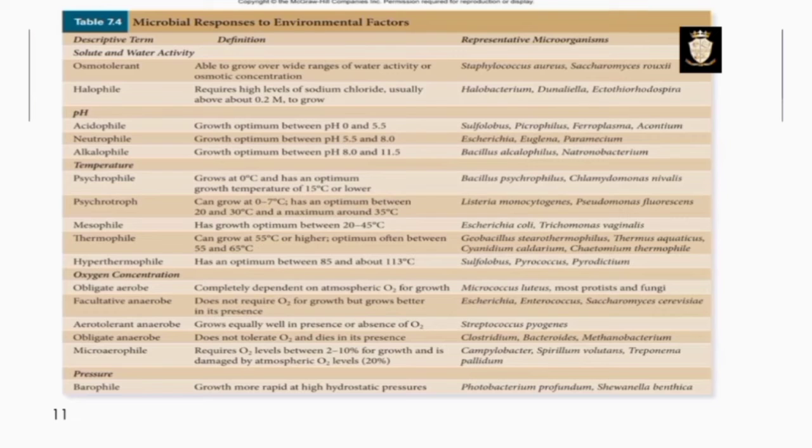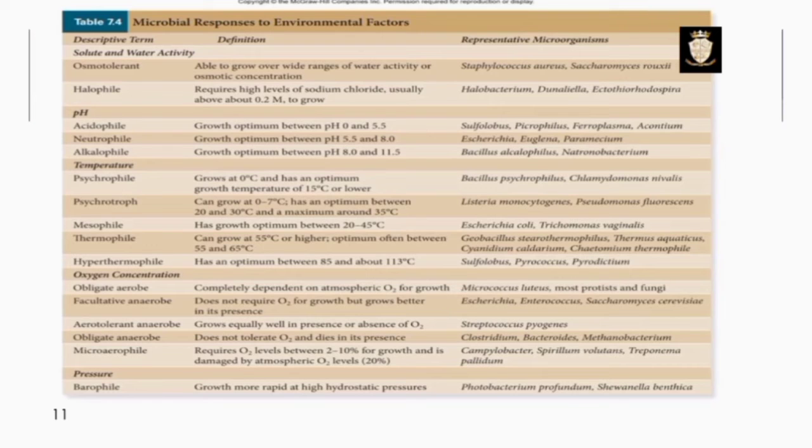Temperature is a kind of factor which influences microbial growth, and there are many terms related to temperature. Those are psychrophile, which means grows at 0 degrees Celsius and has an optimum growth temperature of 15 degrees Celsius or lower. Example, Bacillus psychrophilus.